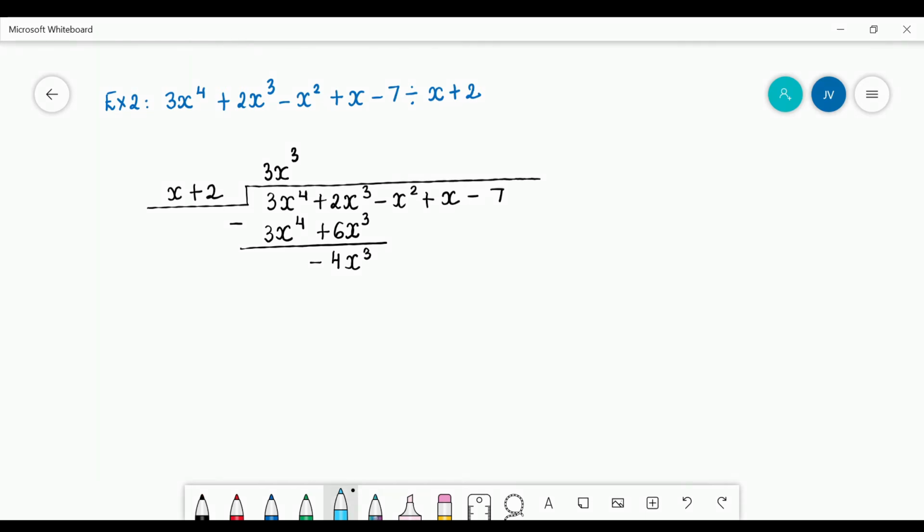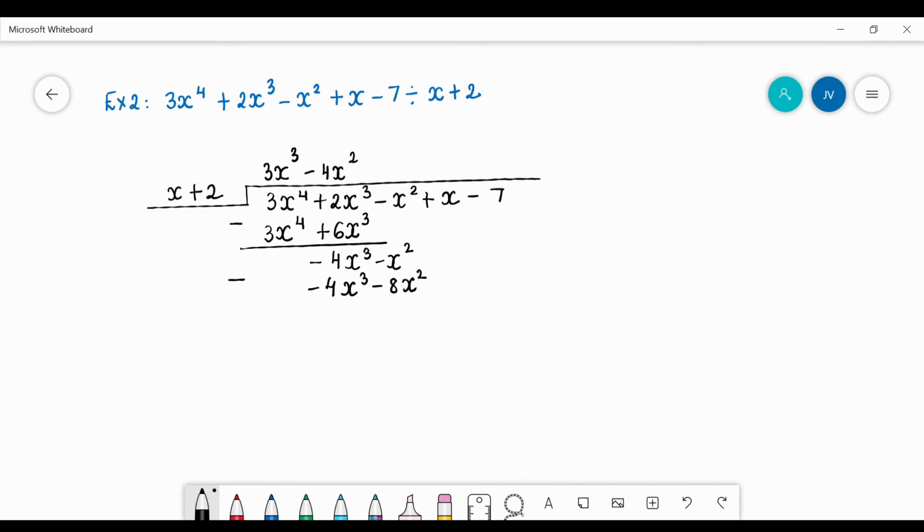We bring the next term down, which is minus x squared. Minus 4x cubed minus x squared. The first term, which is minus 4x cubed, we divide it by x. We get minus 4x squared. And we multiply minus 4x squared by x plus 2. We get minus 4x cubed minus 8x squared.